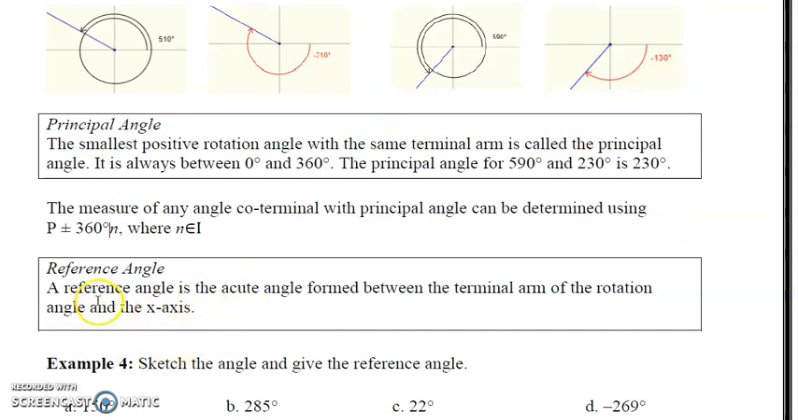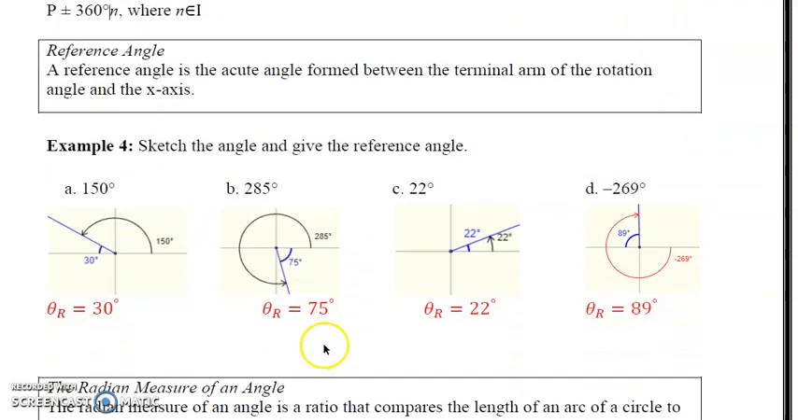Remember the definition for a reference angle. A reference angle is the acute angle formed between the terminal arm of the rotation angle and the x-axis. So again, this is just a little review from the other day. So 150, then we just drop an angle to the nearest x-axis, right? So if it's in quadrant 2 or 3, you're going to the negative x-axis, and if it's quadrant 1 or 4, you're going to the positive x-axis, like we did in class. For 150, the reference angle is 30. All you do to get that is 180 minus 150.